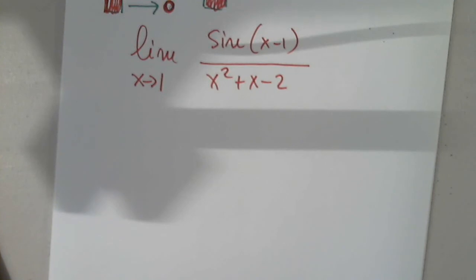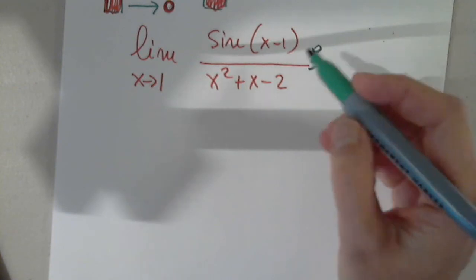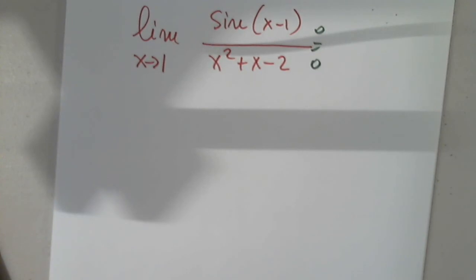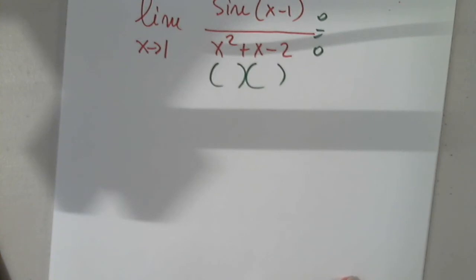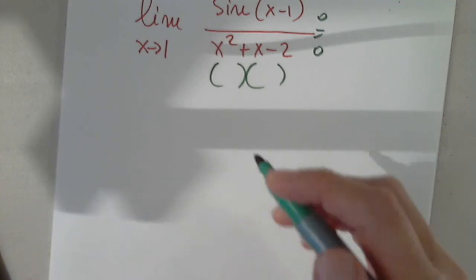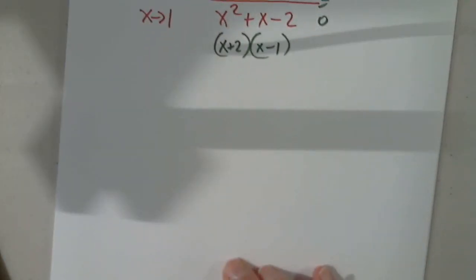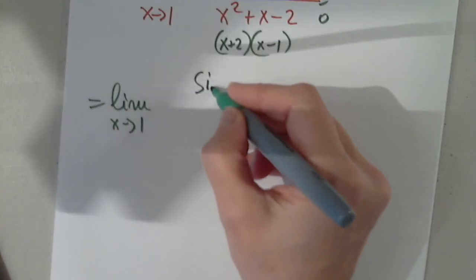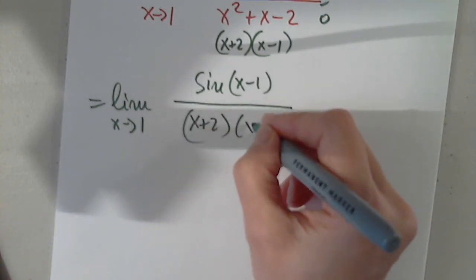But here is what I need to do first, like always. Plug in 1. 1 minus 1 is 0, sine of 0 is 0. Plug in 1, 2 minus 2 is 0. So there is hope. My next step, of course, will be to factor the denominator. Can anyone tell us the factor form of the denominator? X minus 1, x plus 2. Good. So this is the limit as x approaches 1 of sine x minus 1 over x plus 2 times x minus 1.